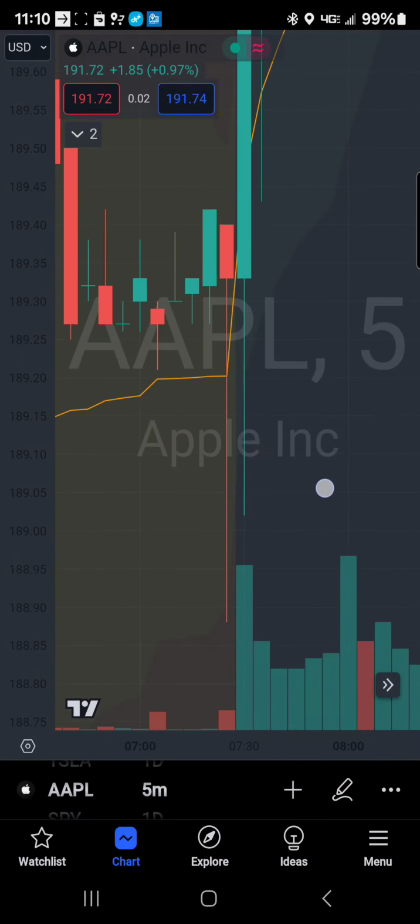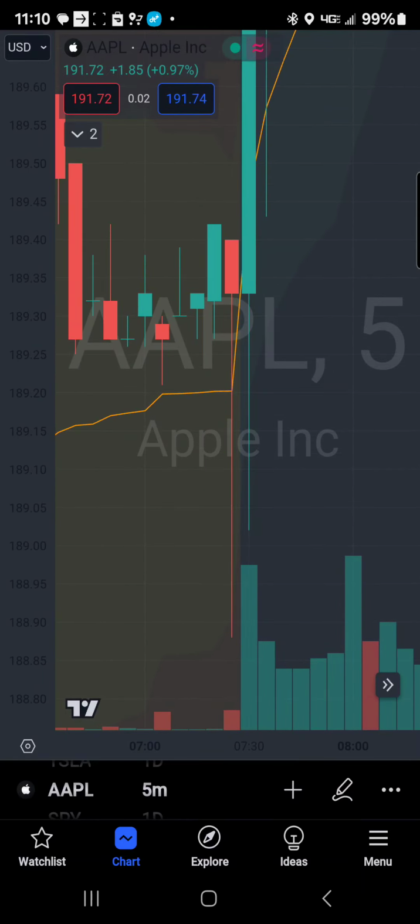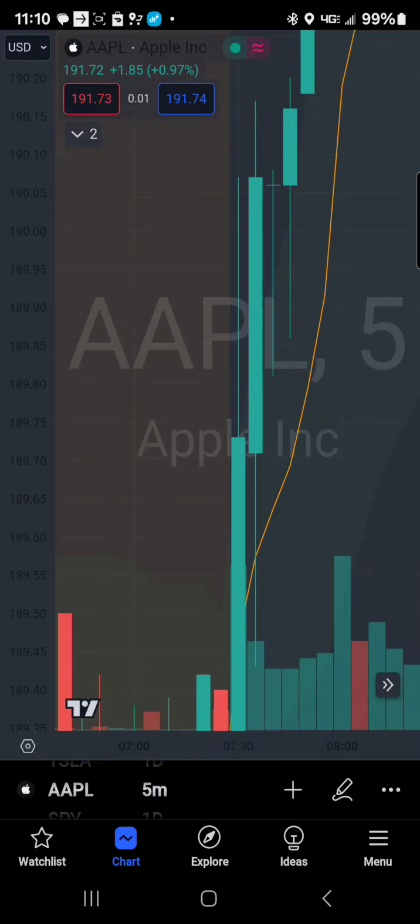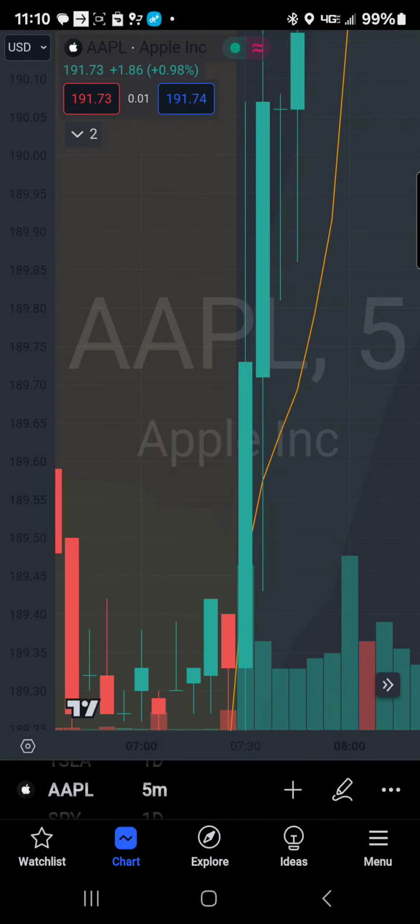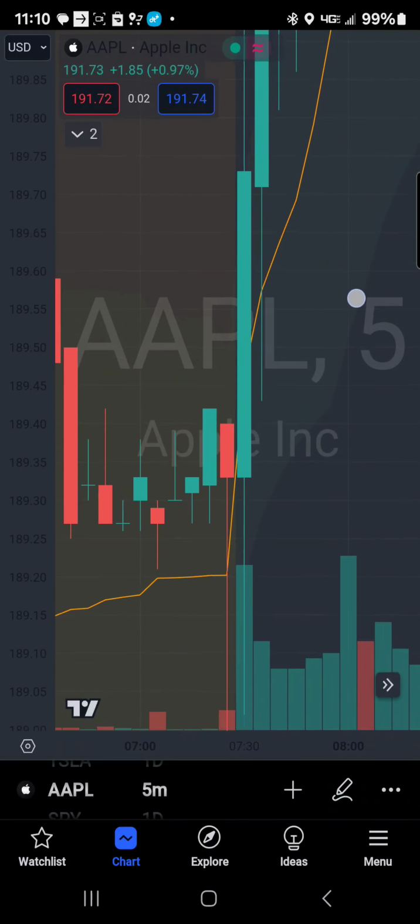On the bottom here, they have these lines. They call these wicks. So on the bottom you have the bottom wick, and on the top you have the top wick. A lot of this kind of dictates direction.